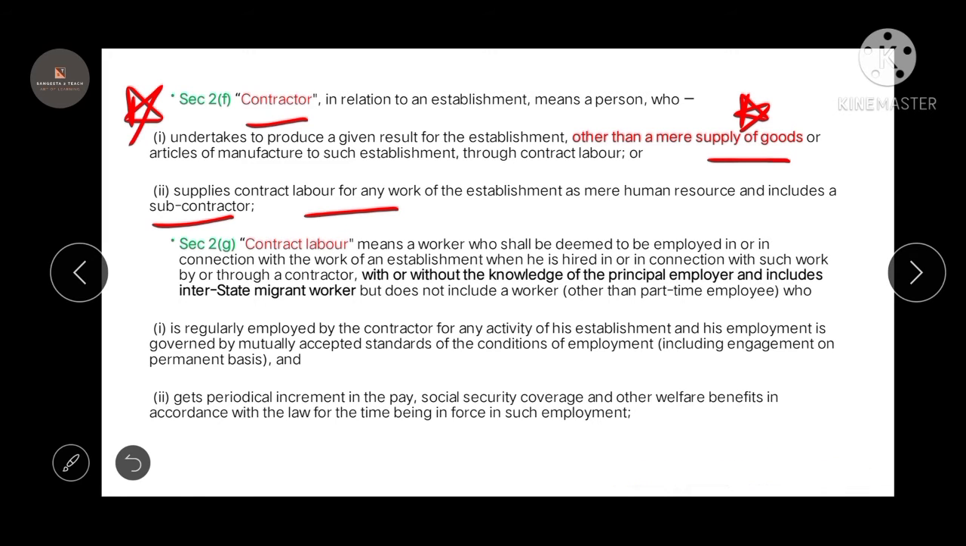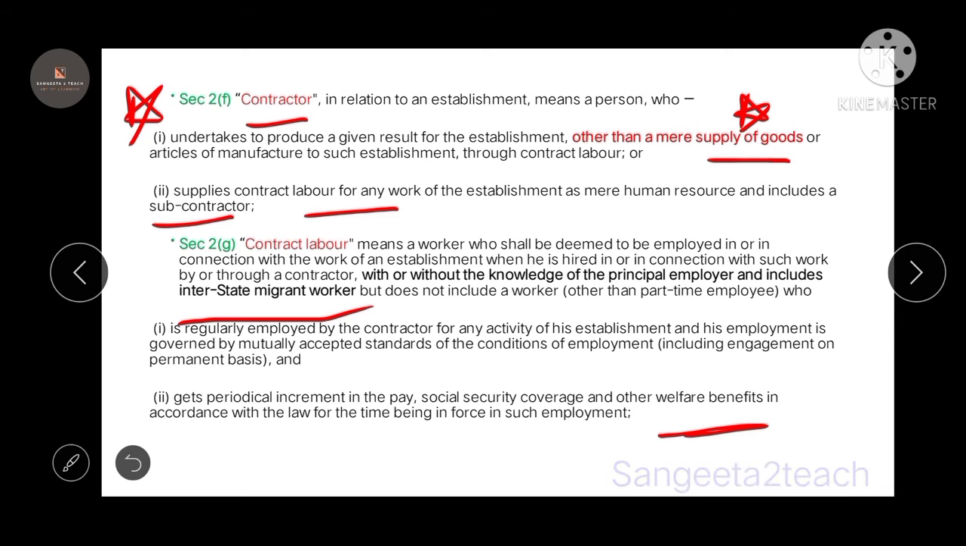So it means a worker who shall be deemed to be employed in or in connection with the work of an establishment where he is hired in connection with the work. So it can be with the knowledge or without the knowledge of the principal employer. And he also includes the interstate migrant worker. So contract labor can be a person who has been employed in connection, with or without the knowledge of the principal employer, and he can be the interstate migrant worker also, but he does not include any other person who is regularly employed by the contractor in any activity. And if he is getting periodically some increments, social security coverage or welfare benefits, then he doesn't fall under the contract labor.